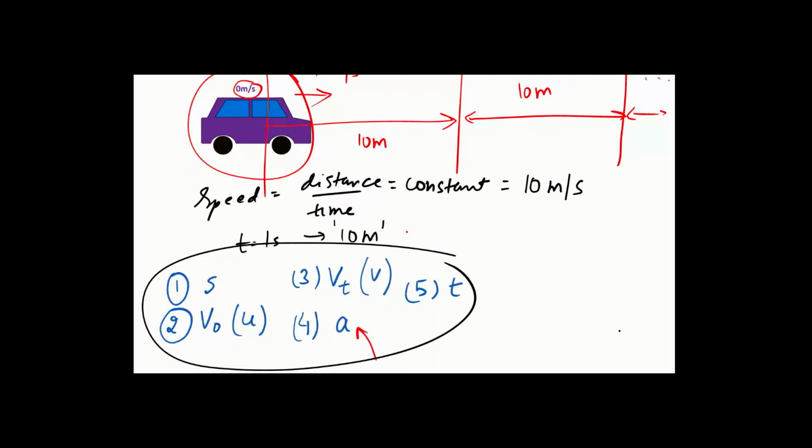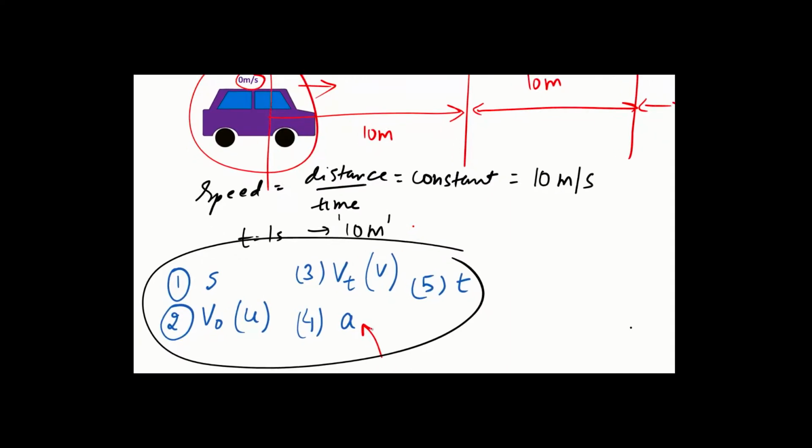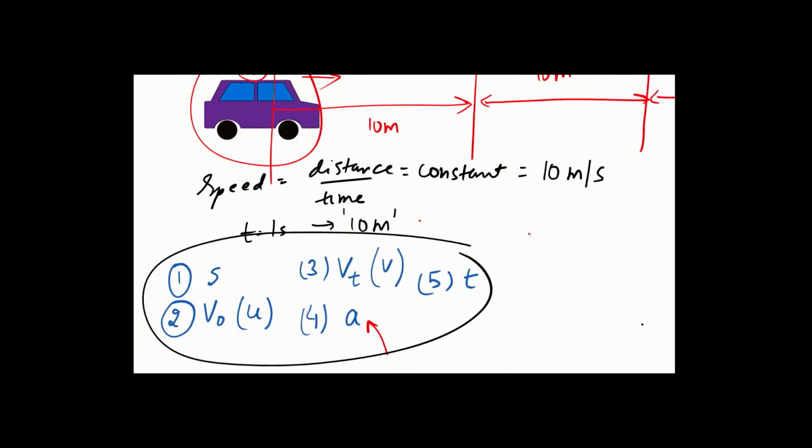Then you'll have a naught, that is acceleration at initial time, and acceleration at final time also. But normally we'll deal with only these 5 quantities. Okay, so let's discuss what all these quantities are in uniform motion. So uniform motion, let's take an example.